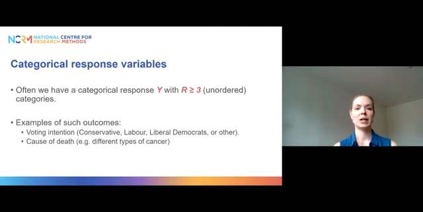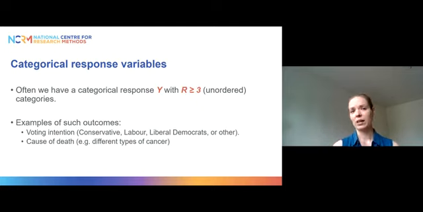So what do we mean by categorical response variables? Often we're interested in variables that have more than two categories, so 3 or higher, and they are not ordered. So the categories that we use, we couldn't say which category is larger than the other, but we can clearly say to which category all of our respondents or all of our cases in our data set belong to.